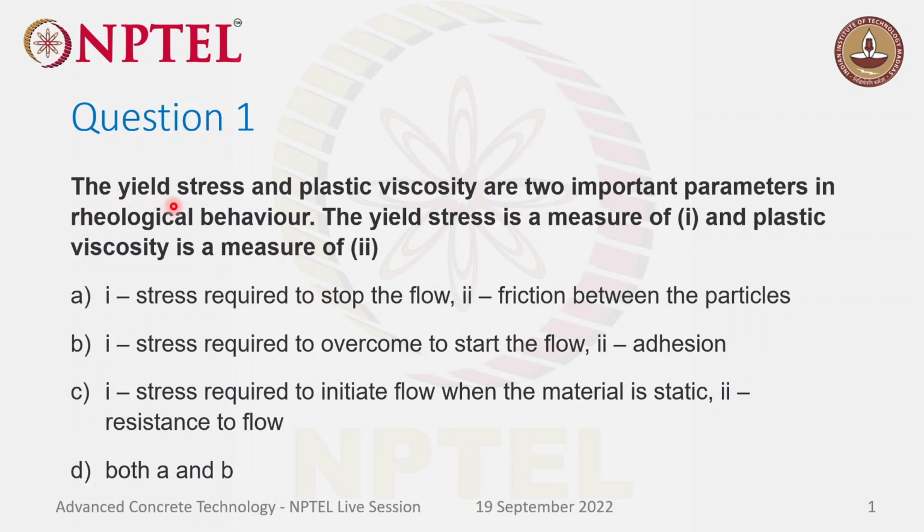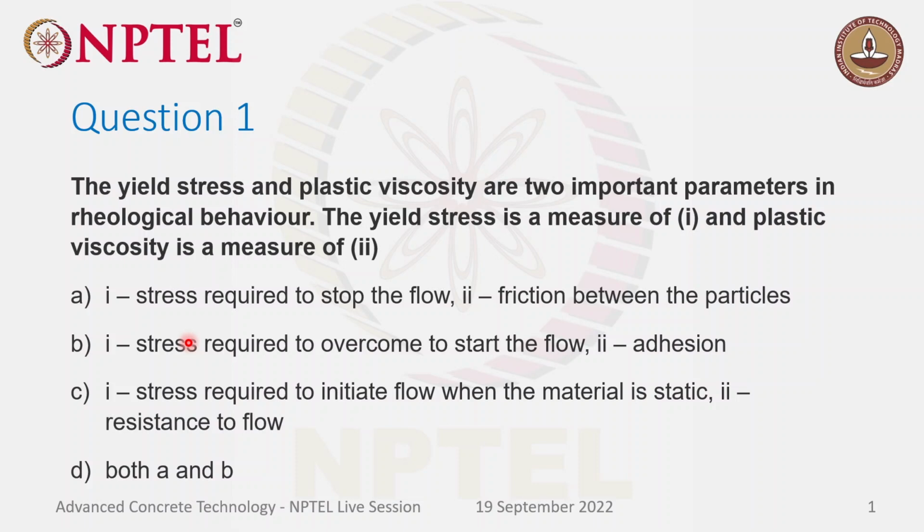Question 1 is from the practice assignment questions. The yield stress and plastic viscosity are 2 important parameters in rheological behavior. I hope you know what yield stress and plastic viscosity are. We have to say the yield stress is a measure of what, and the plastic viscosity is the measure of what. You have to pick what is yield stress and what is plastic viscosity. There are 4 options.